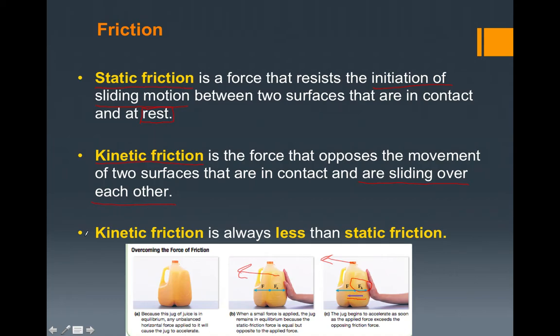An important thing to know and remember is your kinetic friction is always less than your static friction. Always less. It's always harder to start something moving than to keep it moving. And that's true mathematically, that's true all the time. So kinetic is always less than static.